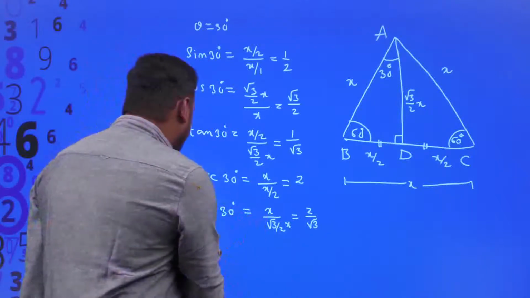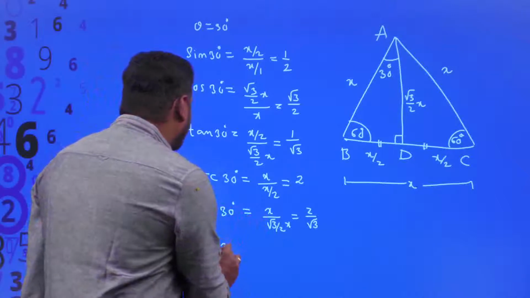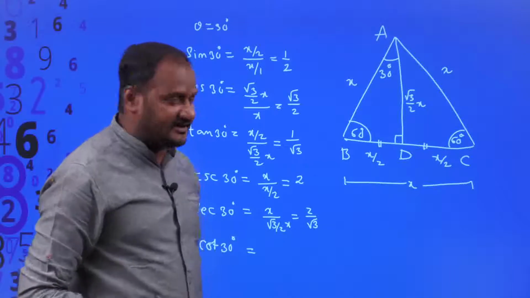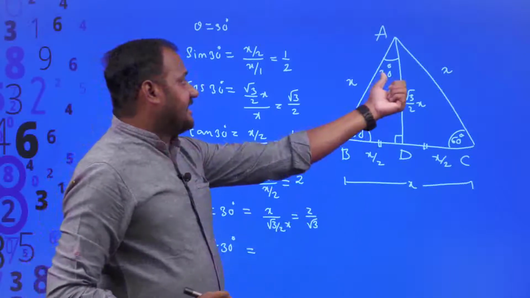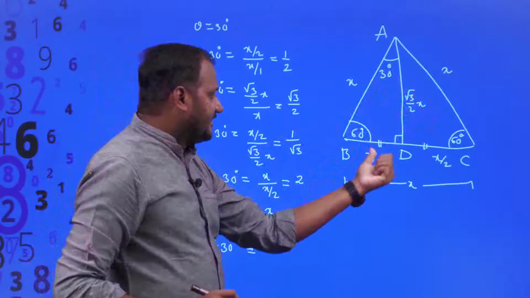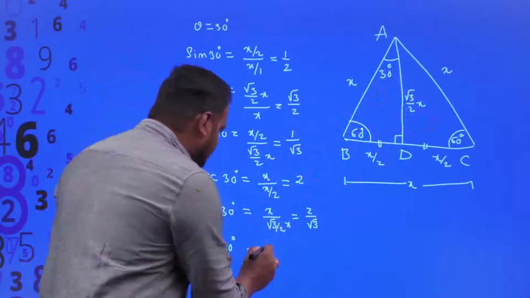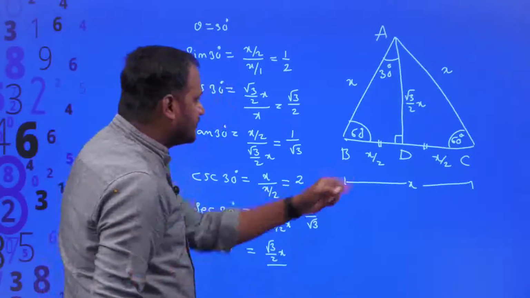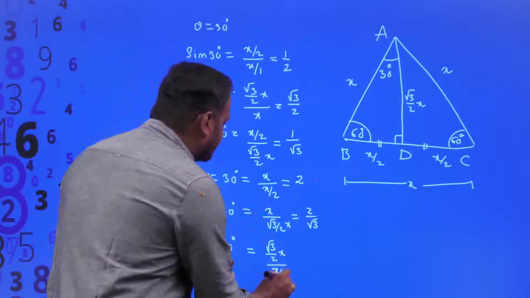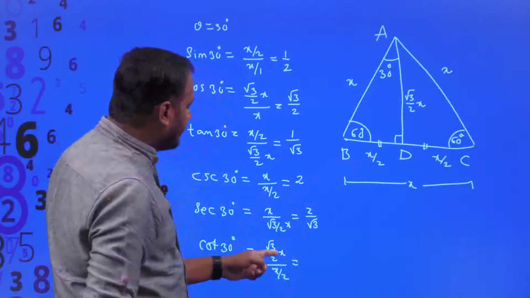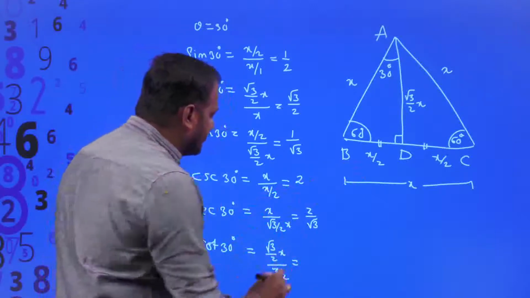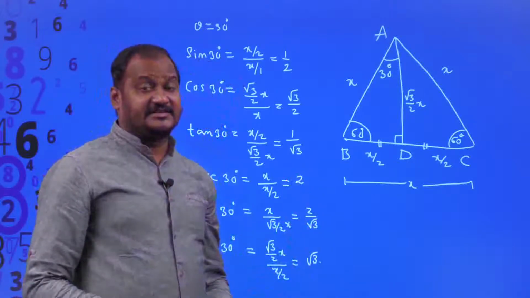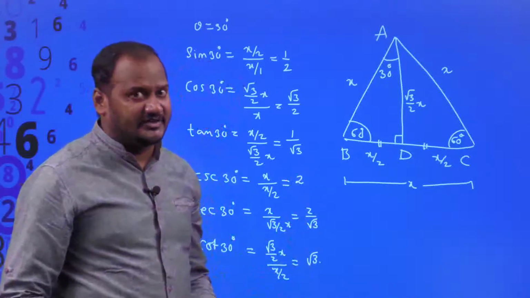And coming to last trigonometric ratio, that is cot, then what is the value of cot 30 degrees? According to the definition of cot 30, side adjacent to 30 divided by side opposite to 30. So, side adjacent to 30 here is root 3 by 2x divided by side opposite to 30, which is x divided by 2. So, here root 3 by 2 x divided by x by 2. So, x by 2 cancel, then we are left with root 3. So these are the 6 trigonometric ratios according to acute angle 30.